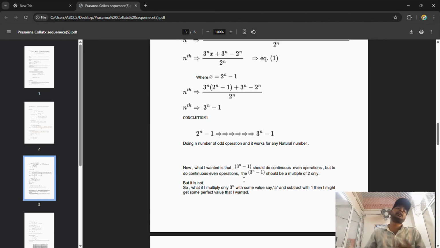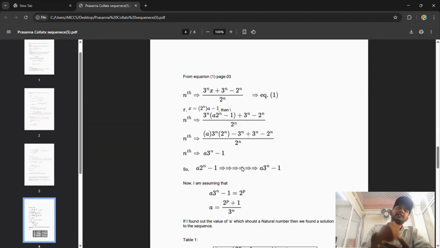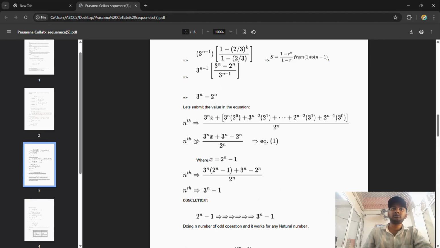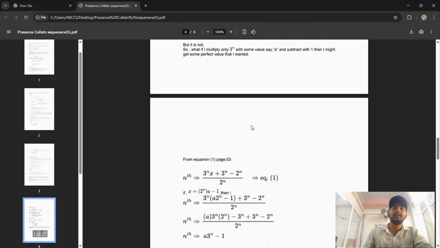So I came up with another approach. Let's alternate the sequence and find out if it's possible to get that. But it is not. So what if I multiply 3 to the power of n with some value, say a, and subtract 1? Then I might get the perfect value that I wanted. From the equation on page number 3, the equation I noted down, I took that equation and placed it here.